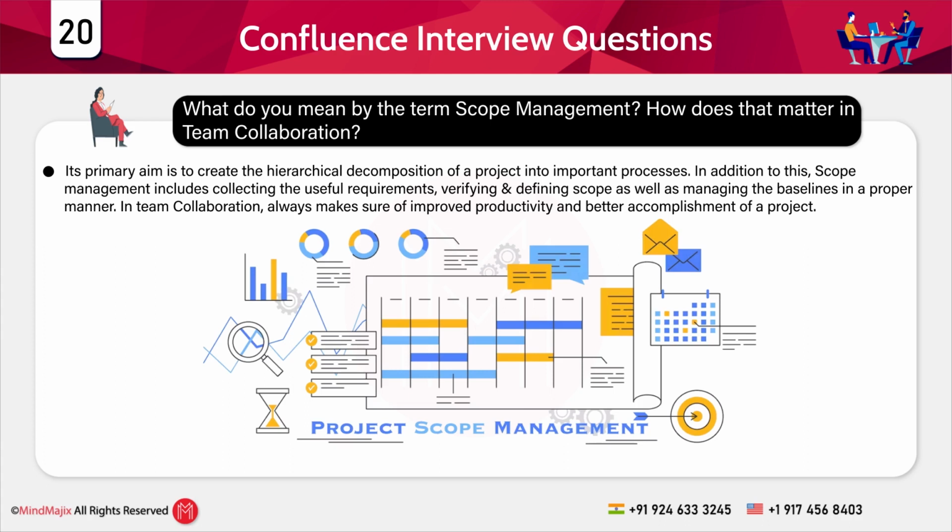So you need to answer in such a way that it looks like you have a positive approach, even through a vision. The answer should be that its primary aim is to create a hierarchical decomposition of a project into processes. In addition to this, scope management includes collecting the useful requirements, verifying, defining scope, as well as managing the baseline in a proper manner. In team collaboration, always make sure of improved productivity and better accomplishment of a project. So that gives you the two things. If there is team collaboration, it will have improved productivity and better accomplishment of a project.